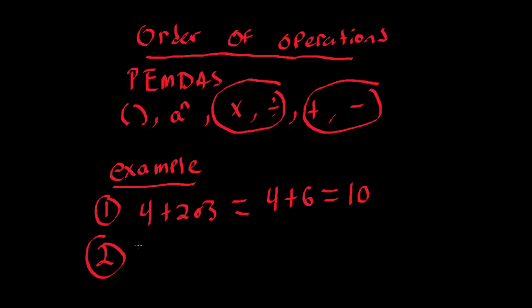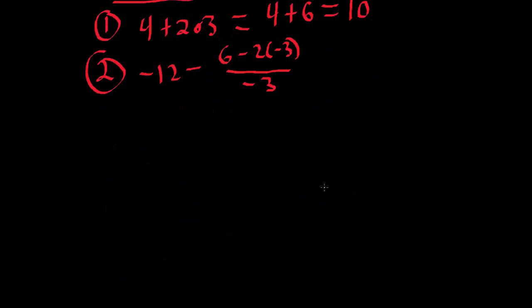Let's try another one. Negative 12 minus 6 minus 2 times negative 3 over negative 3. Well, the thing that you should know is whenever you see this division line, it means that there are invisible parentheses around here. I'm writing a bracket to denote the parentheses, but just know that there will be invisible parentheses whenever you do a division sign.